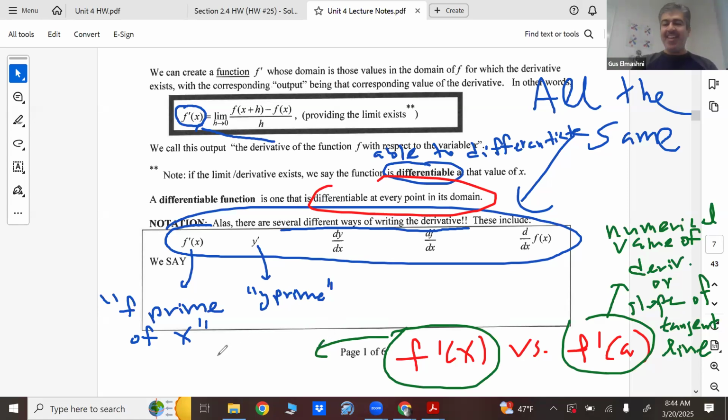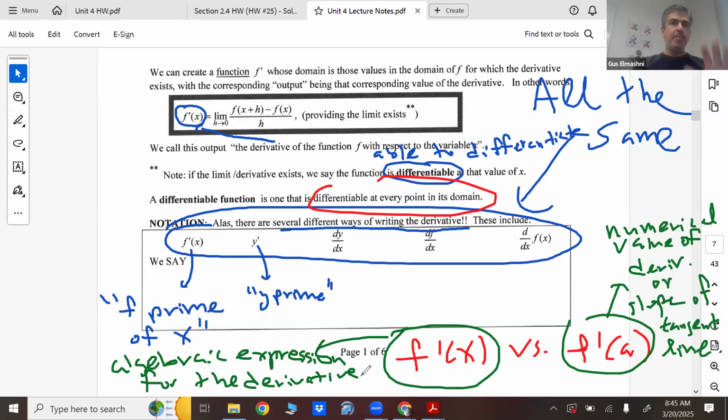And this right here is going to be an algebraic expression for the derivative. So hopefully that clears up what that means. f prime of x we expect to be an algebraic expression. f prime of a would be a numerical value. Okay, let me talk about the last three notations.